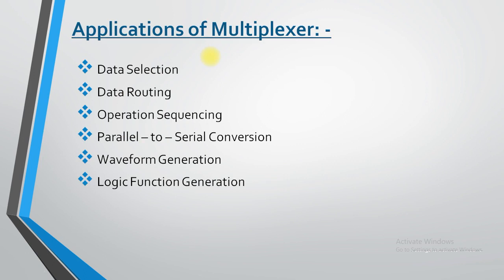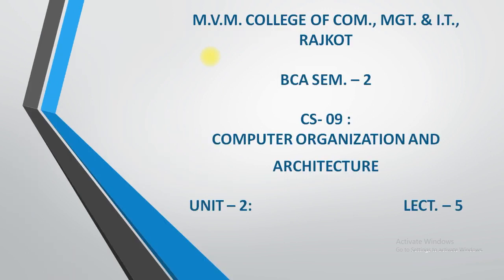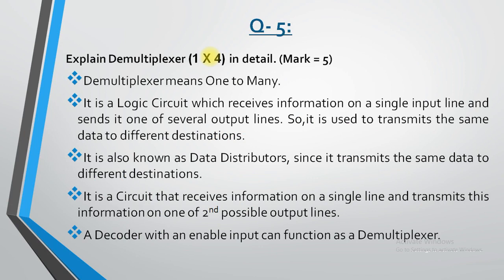Now let us begin with today's session, which is based on the concept of demultiplexer. Multiplexer means many to one, so the opposite of that is what? Demultiplexer, which means one to many. So how many input lines do we need to draw? Only a single input line we need to draw with the demultiplexer, and with that, many output lines we need to draw.